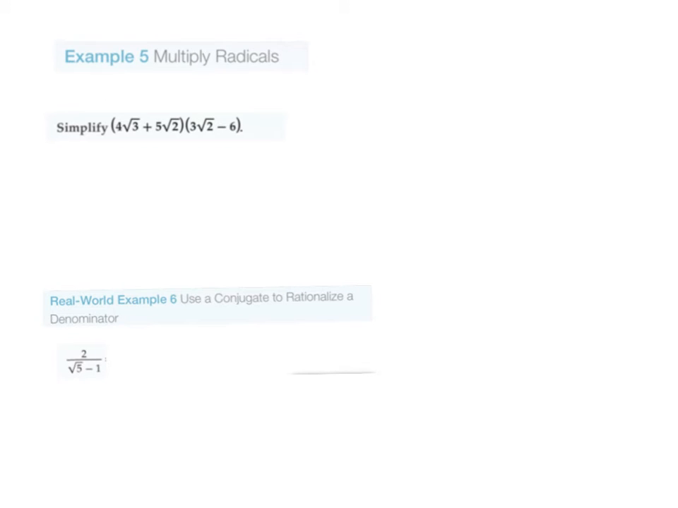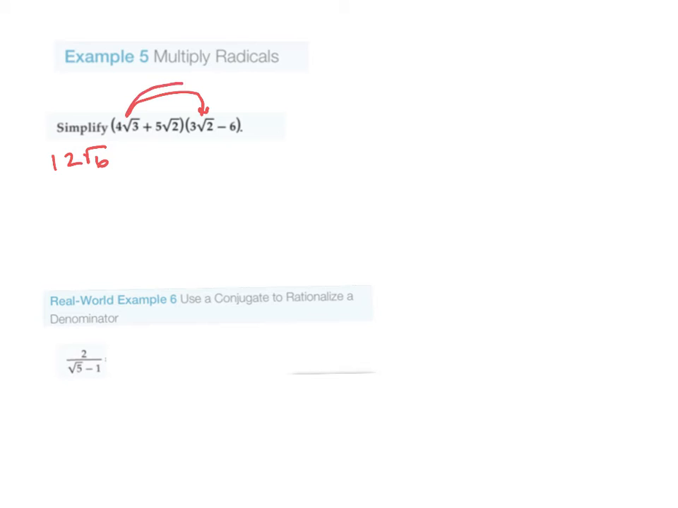Okay, now we're going to do multiplying where we have binomials, in a sense, a plus sign and a minus sign. So we can't just multiply, we're going to FOIL it. So I'm going to take this first, and I'm going to multiply it by this first one. So 4 times 3 is 12, and radical 3 times radical 2 is radical 6.